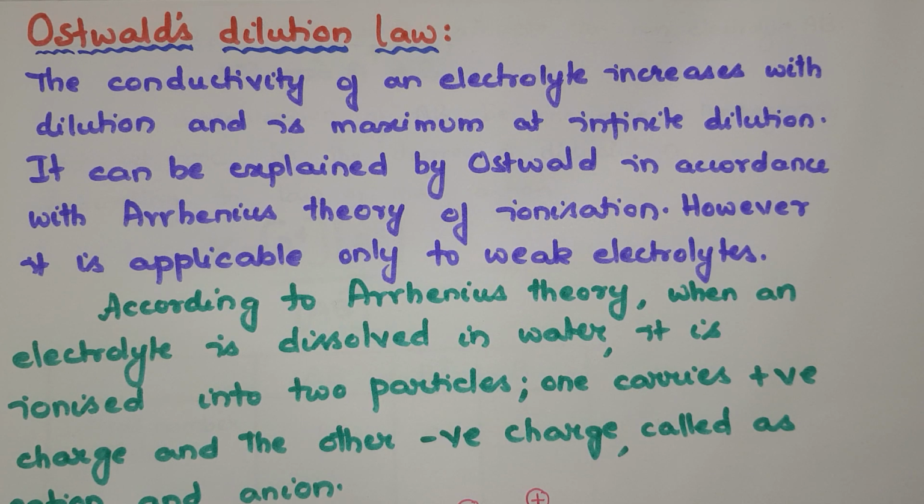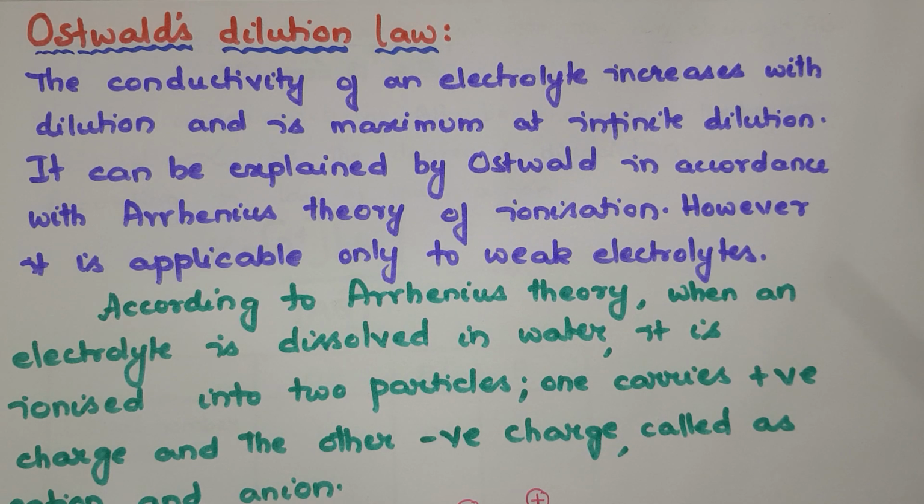The conductivity of an electrolyte increases with dilution. What is meant by dilution, students? Adding water or a solvent to an electrolyte means we are reducing the concentration. That means we are diluting the solution. So, whenever we dilute an electrolyte, the conductivity of such electrolyte increases. That's what I mentioned here. Suppose you dilute and dilute and dilute, that means you add water. Then the conductivity will be maximum at infinite dilution. So, at maximum dilution, the conductivity also will be maximum.